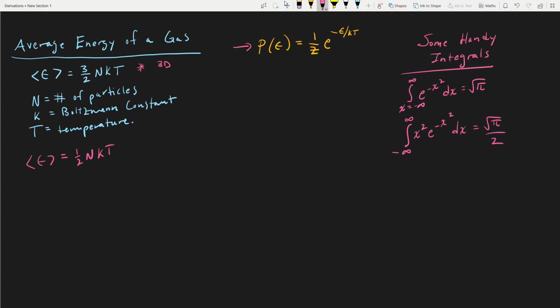Okay, also we have some handy integrals here on the right. These are actually Gaussian integrals, and we'll see later how these are used. So we'll just put that away for now. All right, so let's get started.